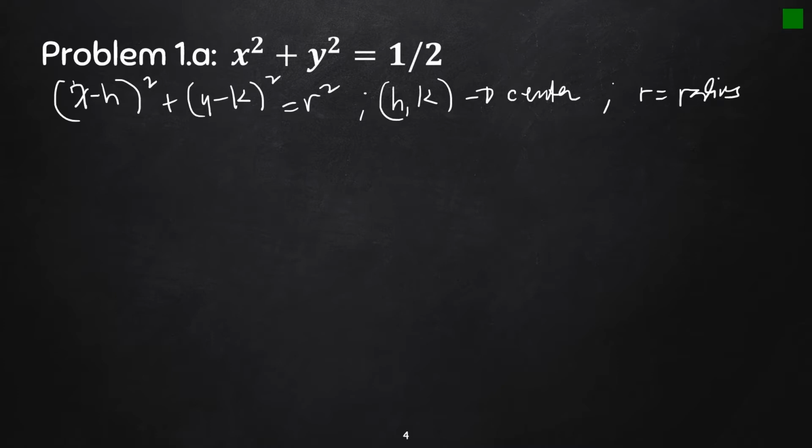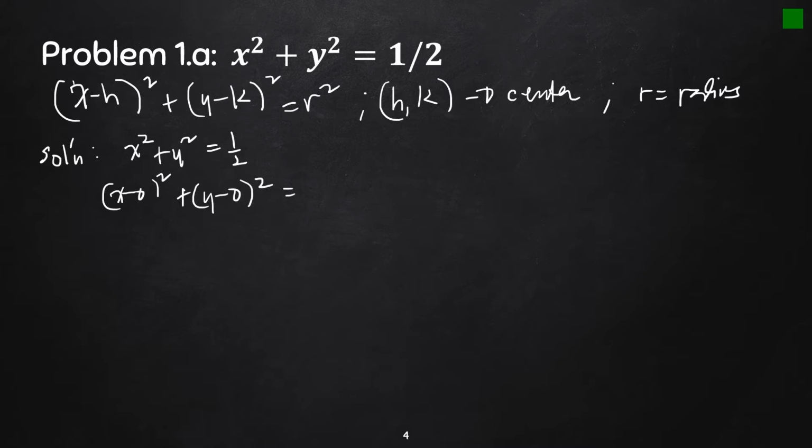Alright, so let's have here the solution. Since we are given x squared plus y squared equal to 1/2, this tells us that obviously our h and our k are 0. So this should have been x minus 0 quantity squared plus y minus 0 quantity squared equal to 1/2. Since this is just 0, therefore we can say that the center of our circle is at 0, 0. And our problem now is to find the radius.